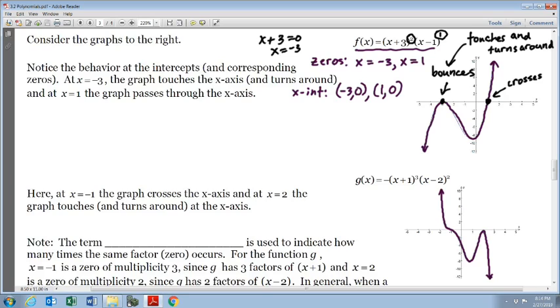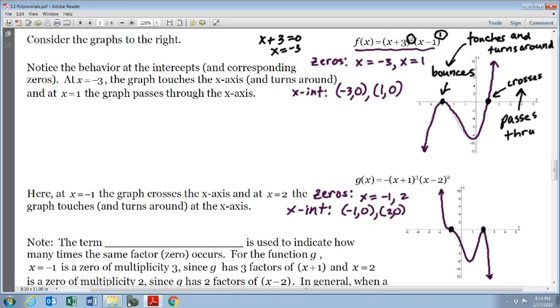So let's see if this pattern holds true when we look at the other function we have graphed here. And again, I just want to make the comment that I'm going to use the word crosses, but you may see in MyMathLab it'll say passes through. All right, so on the bottom function here, notice your zeros are going to be negative 1 and 2, and the corresponding x-intercepts are negative 1, 0, and 2, 0. So let me go ahead and put those on the graph.